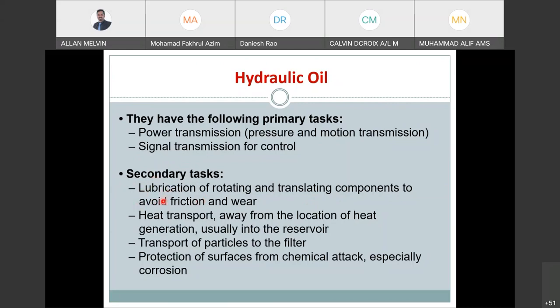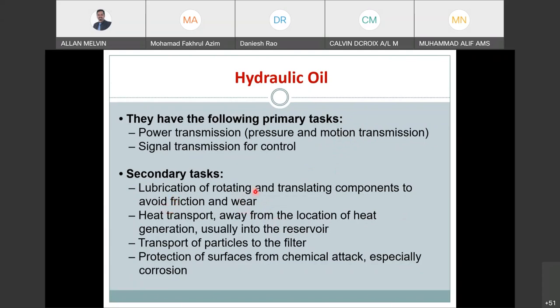So you want to produce lubrication because, due to friction, whenever you have motion, automatically it will start to have friction. So lubrication helps in reducing or avoiding friction. If you have a layer of oil in between, it will be smooth.